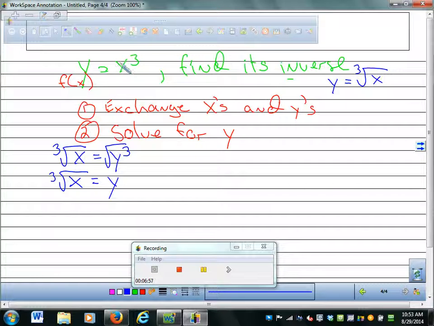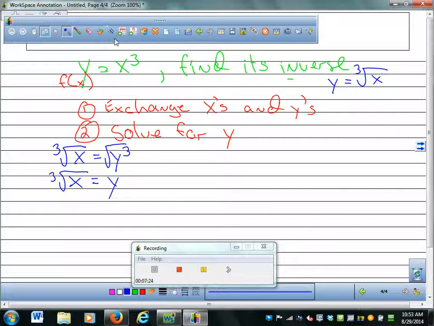If I plug 2 into here, what do I get out? If I plug 8 into here, what do I get out? 2. If I plug in 27 in here, what do I get out? 3. If I plug 3 in here, what do I get out? 27. So does it appear to work in both directions? Yes.